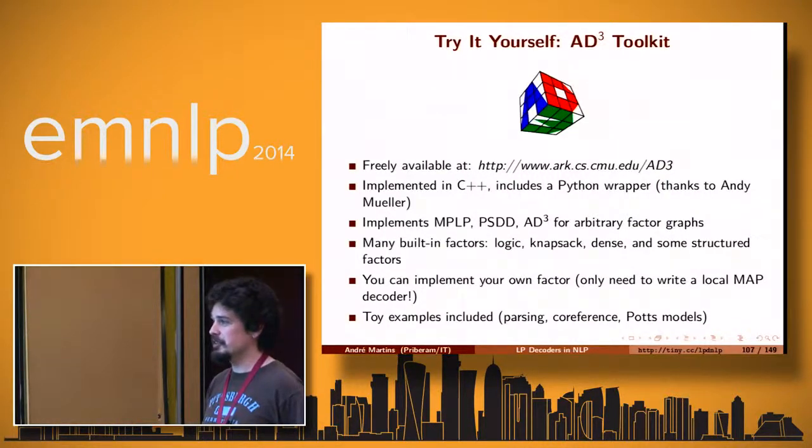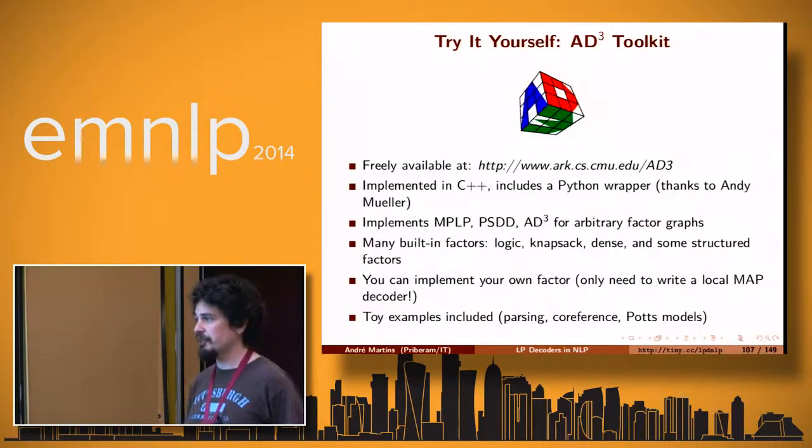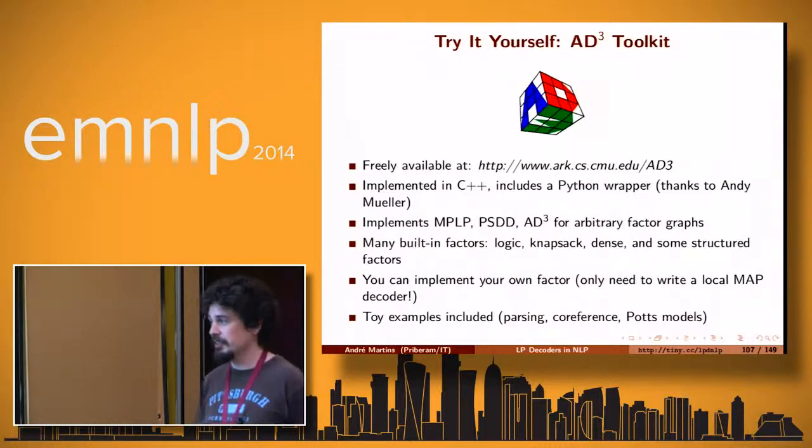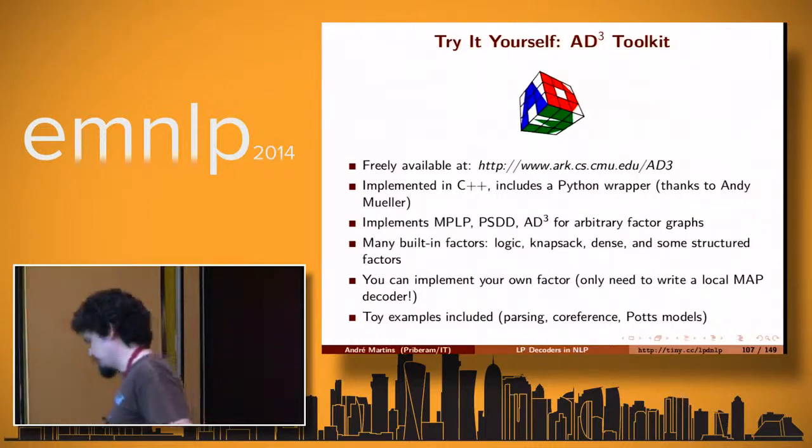So this implements these three algorithms for arbitrary factor graphs. There are many factors already built into this code, like the logic factors that I've discussed, knapsack factors, and some of the structured factors that we have discussed, and we can also implement your own factor. The only function that you need to write is a function to compute the local MAP. This is the only local operation that needs to be performed. Actually, this is true if you want to use PSDD and AD cubed. If you want to use MPLP, you need to write a function for computing max marginals. And there are some toy examples included, just to give an idea of how simple it is to use the Python wrapper.